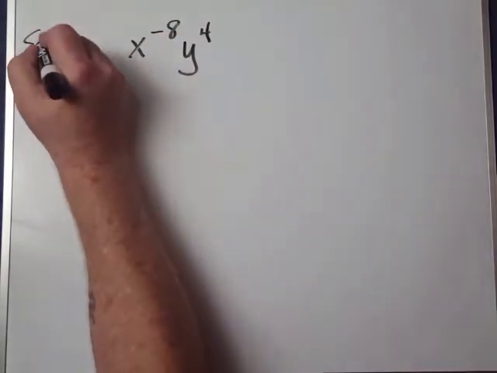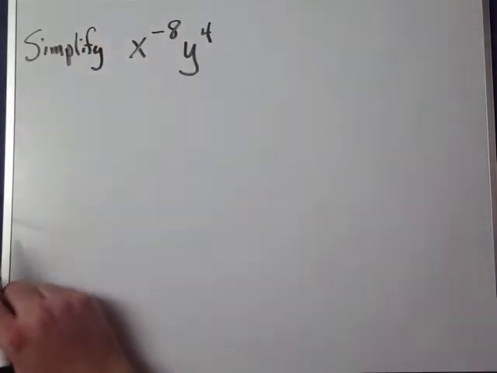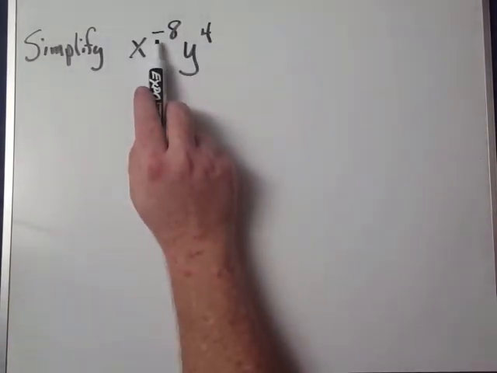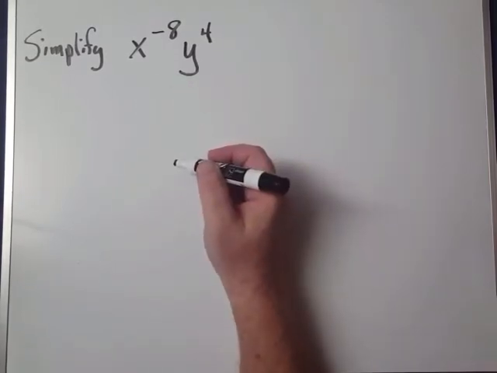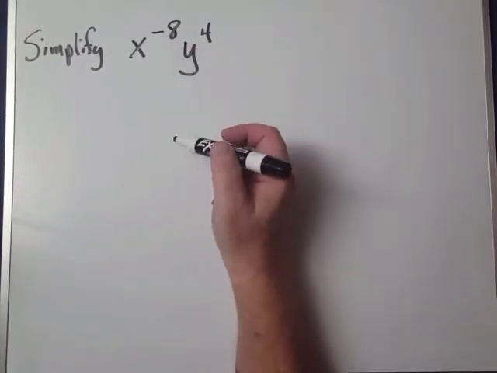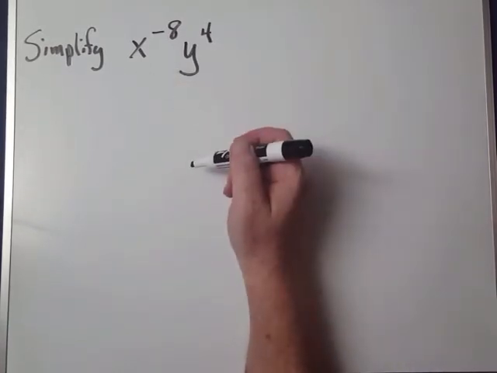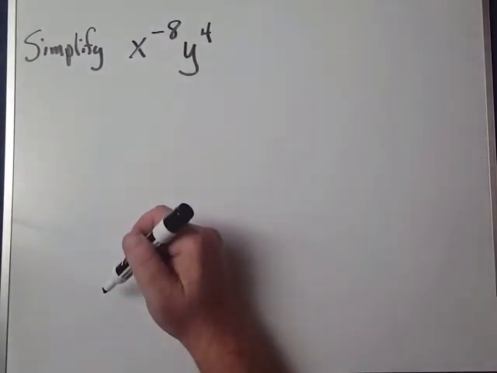The instructions say simplify, which in addition to everything simplify already means we now know that a simplified answer cannot have negative exponents. The only thing I need to do here is deal with that negative exponent. These are not like bases. There are no parentheses to drop. And that negative in the exponent indicates a reciprocal.